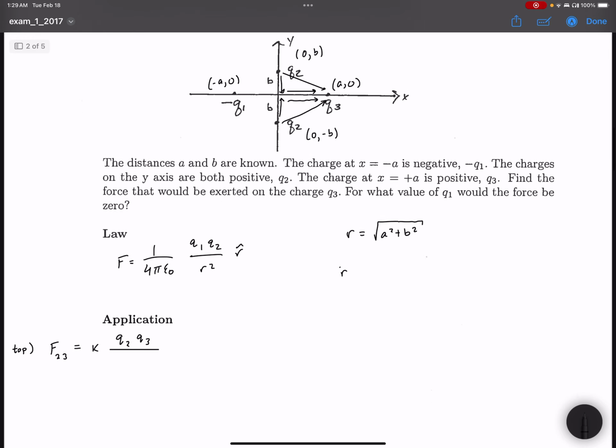So that's what R is. R hat would be A over that magnitude, i hat, plus B over the square root of A squared plus B squared, j hat.